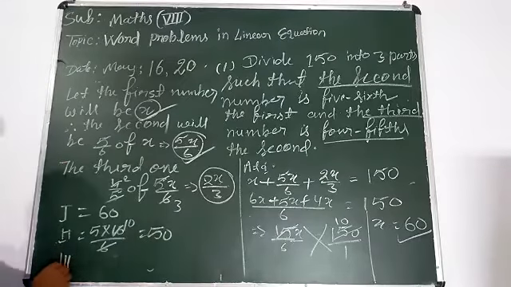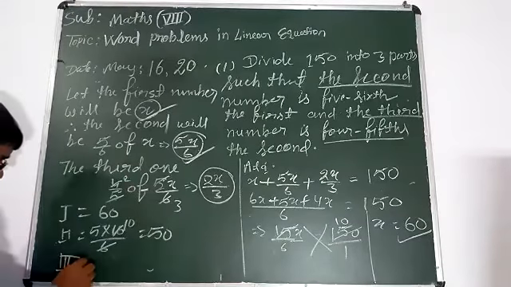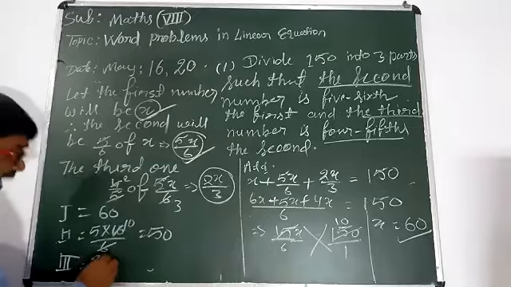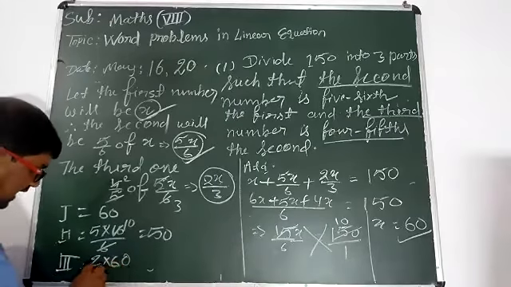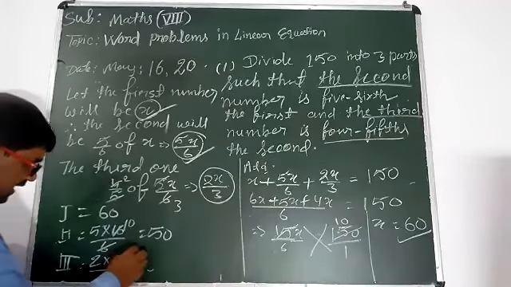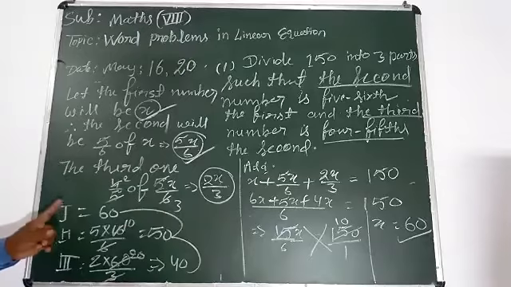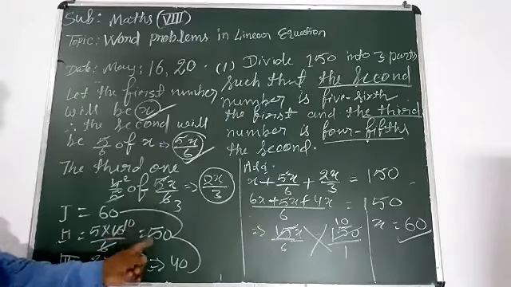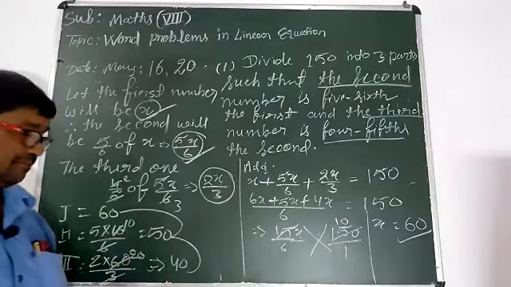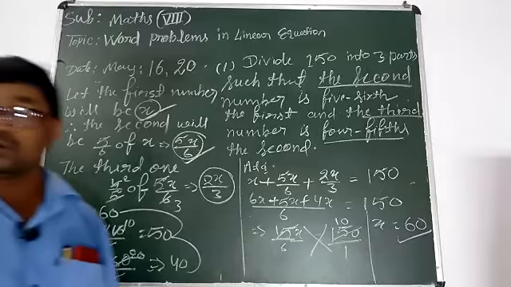Now the third one, 2x upon 3. That means 2 multiplied by 60 upon 3. 3 twenties are 60, now 2 twenties are 40. These are the three numbers. First number 60, second number 50, and third number 40.